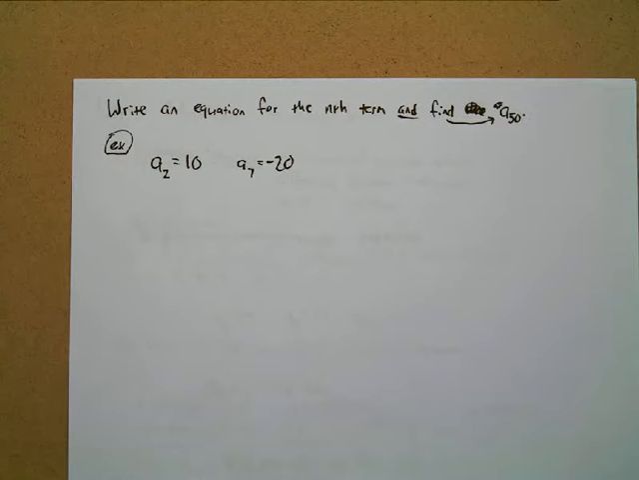Okay, so a couple of ways you can think about this, right? In this situation, because our 2 points, the two terms that we know, are not that far apart, I drew a little diagram here. The second term is 10. And then we go to a sub 3, a sub 4, a sub 5, a sub 6, all the way up to a sub 7.